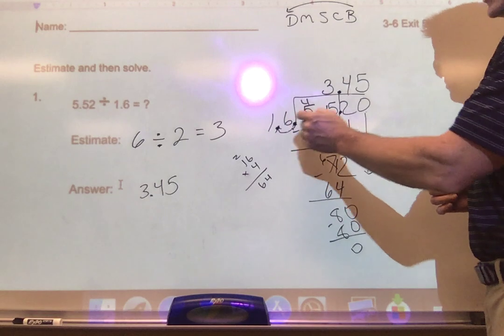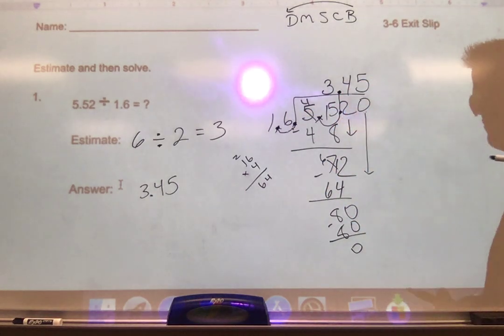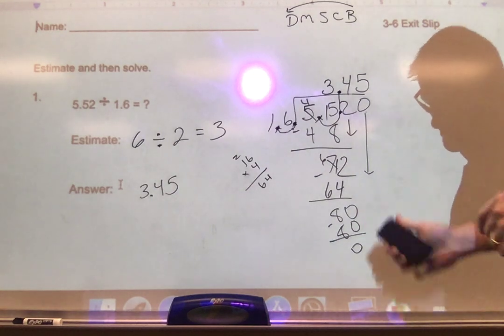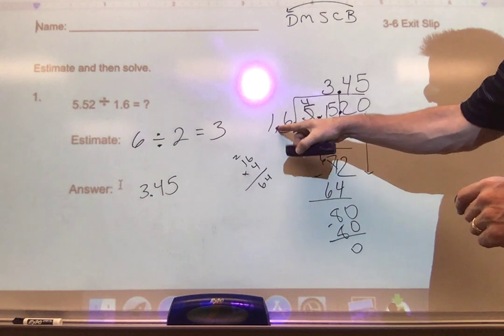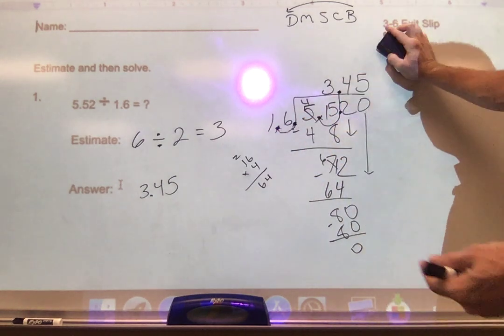And whatever you do to this, you got to do to that to keep it equivalent. And that's where the decimal goes. Okay, and then your answer will make sense. So that's the traditional way to divide with decimals. Okay, if there's no decimal over here, we don't have to move anything. We can just move this decimal straight up too if that situation occurs.